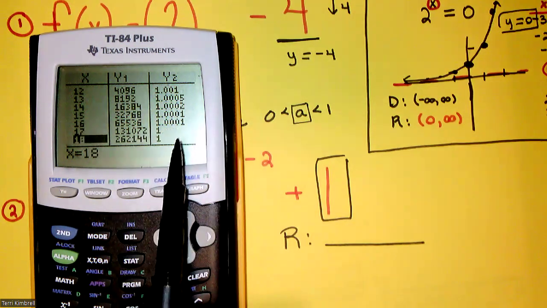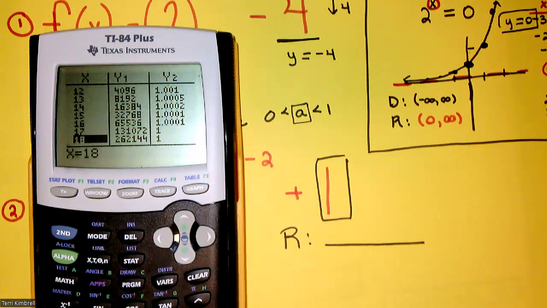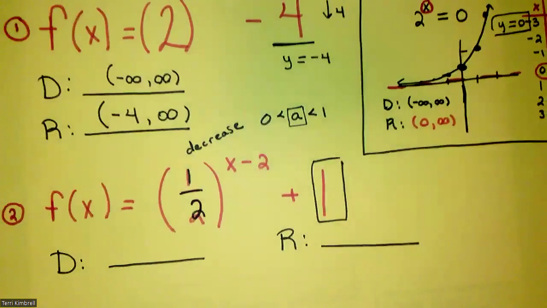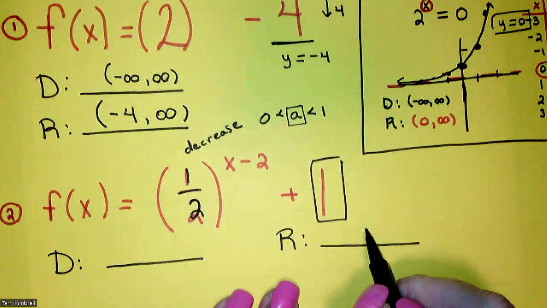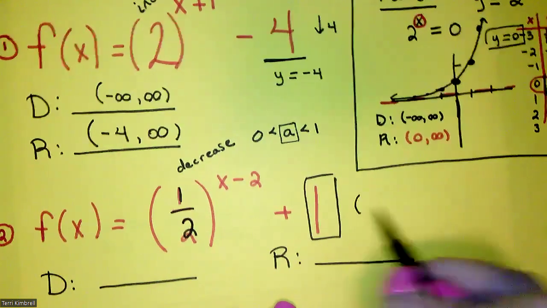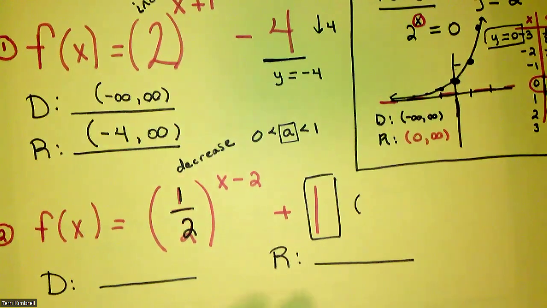It's not going to really touch it, even though you see that. I hope that didn't confuse anybody, but it's not really going to touch it. It's going to approach it. That's why you're supposed to put a parenthesis on that. So make sure that you put a parenthesis on the number 1.